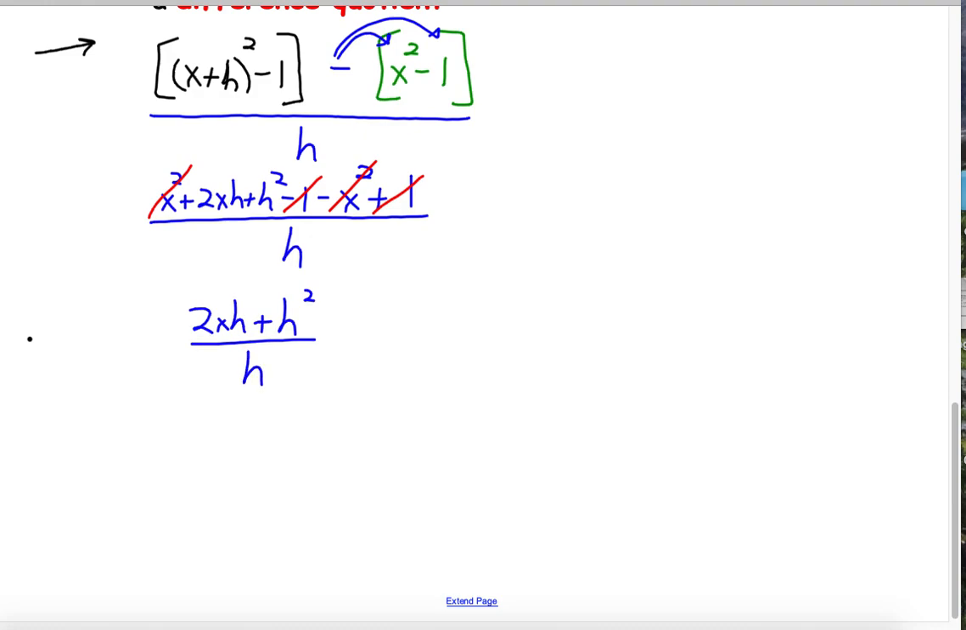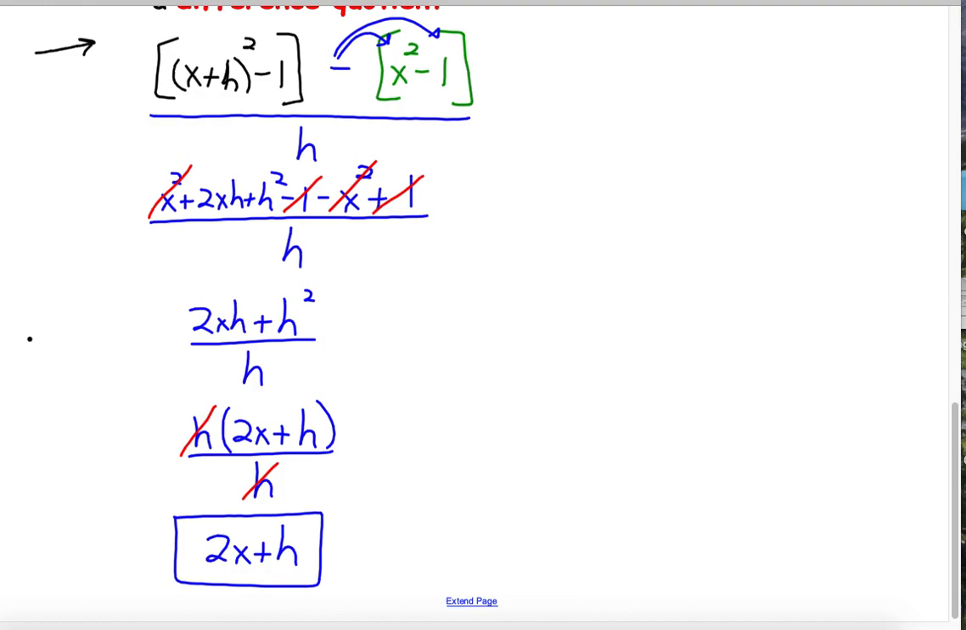But I can still simplify that. If you notice on the top, those terms I could factor an h out of. So if I factor an h out of 2xh, I'm left with 2x. And if I factor an h from h squared, I'm left with an h. If you're not sure, distribute that h and make sure you wind up with what we started with. Okay, and then we're dividing by h. And now because those are factors, I can cancel that because h divided by h is 1. And so my final answer is just 2x plus h. And later on when we start talking about limits and calculus, this difference quotient will become very, very important.